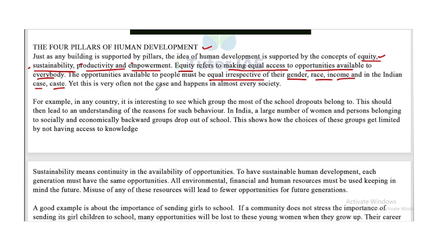Yet this is very often not the case and happens in almost every society. For example, in our country, it is interesting to see which group the most school dropouts belong to. In India, a large number of women and persons belonging to socially and economically backward groups drop out of school. This shows how the choices of these groups get limited by not having access to knowledge. So that is equity.